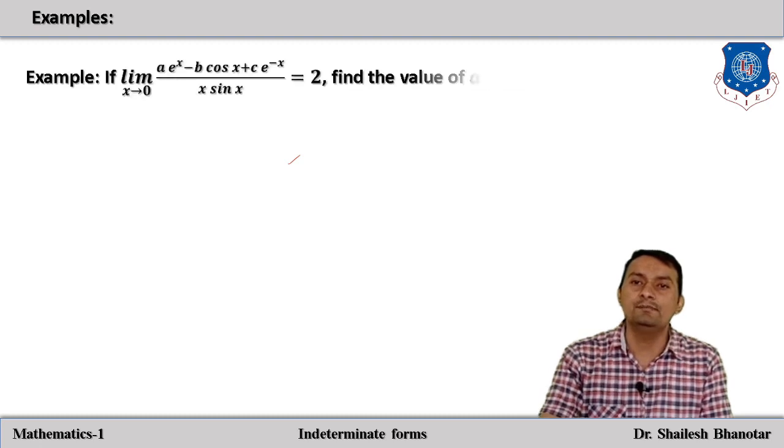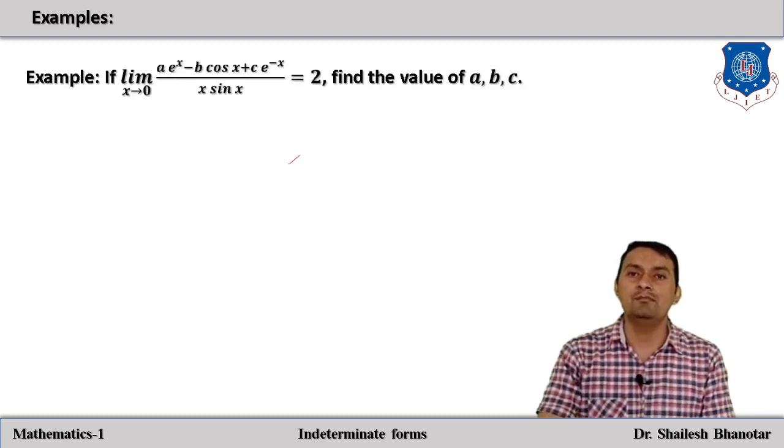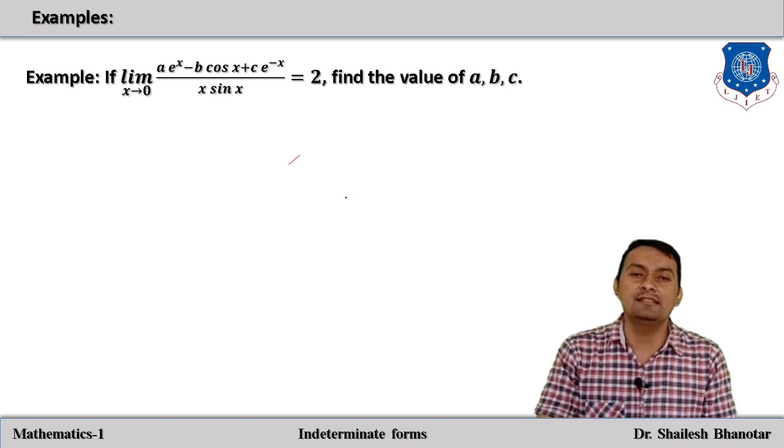Let us see the first example. Limit as x tends to 0 of (a e^x - b cos x + c e^(-x)) divided by (x sin x) is equal to a finite value. That means the limit already exists and we want to find the arbitrary constants a, b and c.